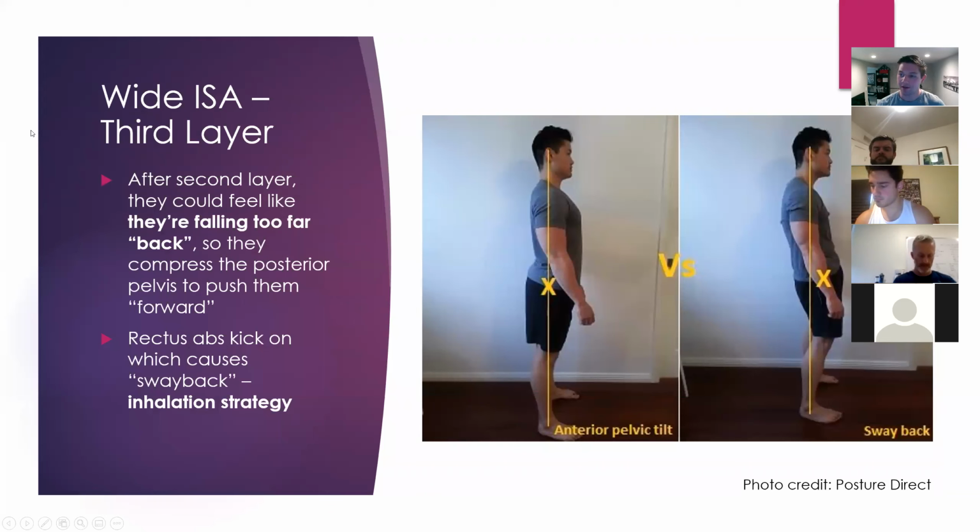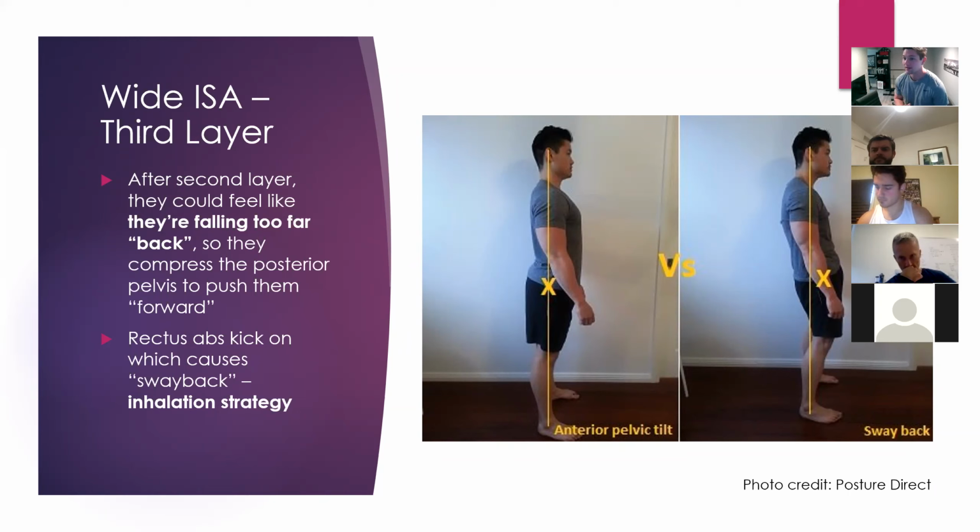The third layer is now just the opposite. Now they feel like they're falling too far forward. So they basically just compress themselves again and go into this sway back. And this is a pelvic orientation issue. So for example, think about someone who has sway back posture. You probably think of someone who's narrow, right?